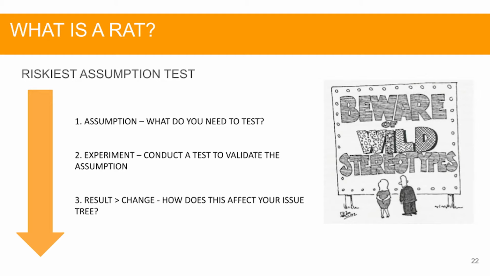And then in step 3, we analyze the results of that test, and we decide what changes need to be made to the information that we currently have in, for example, our issue tree or our persona. And those are the 3 main steps of the assumption test. So first, identify riskiest assumptions, then conduct an experiment to test that assumption, and then to see how that changes the results or the data that you've already collected.